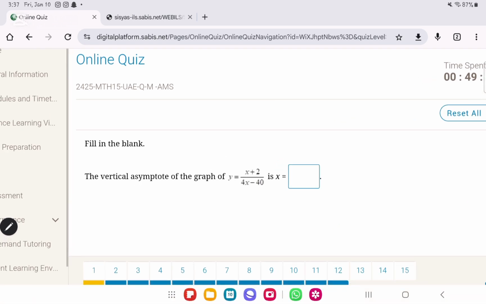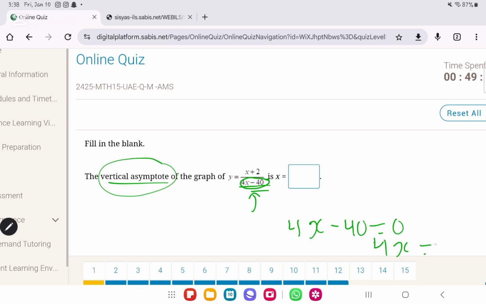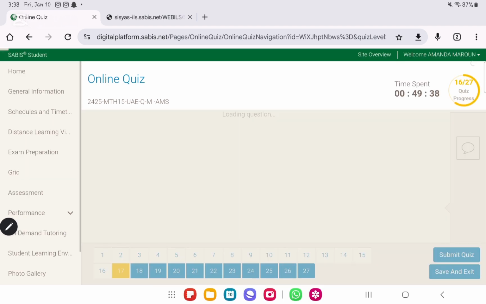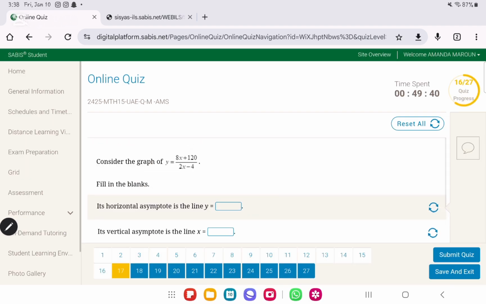We are talking about the vertical asymptote. Whenever we are talking about the vertical asymptote, we need to solve this equation over here. So remember, vertical asymptote, we are solving the denominator. So for x minus 40 is equal to 0. For x is equal to 40, x is equal to 10. So the value of x is 10. Moving on to question number 17.